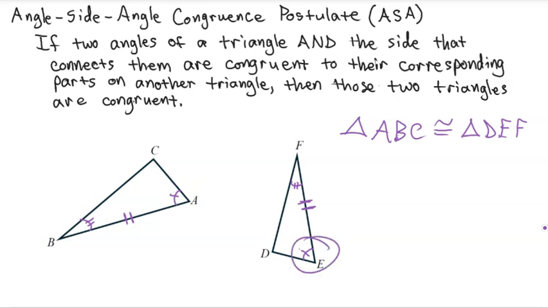So if angle B is congruent to angle F, and this side is congruent to this side, and angle A is congruent to angle E, then what we have is angle, side, angle. We have two angles and the side that connects them. Over here, we also have the two corresponding angles and the side that connects them, and they are congruent. And therefore, by the angle-side-angle postulate, we can say that triangle ABC is congruent to triangle DEF.